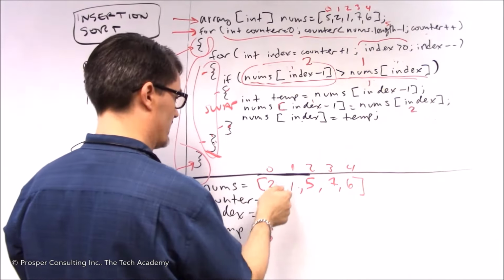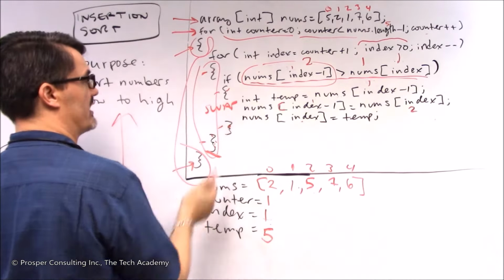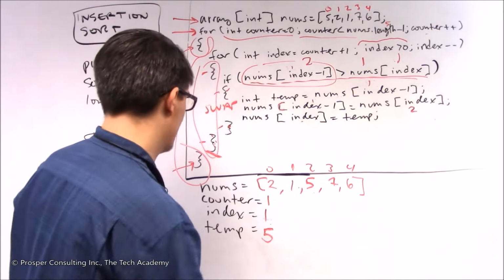And the value at position 1 is 1. 2 is definitely greater than 1, so we are going to do this code in here, the swap code. And we do this all over again.